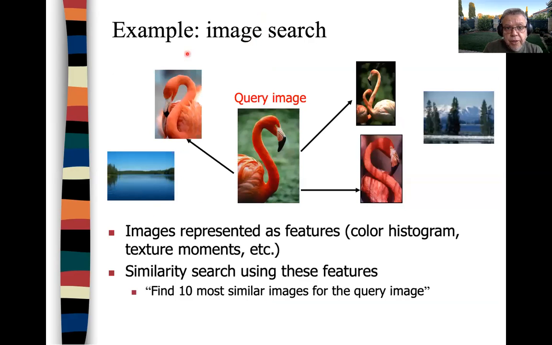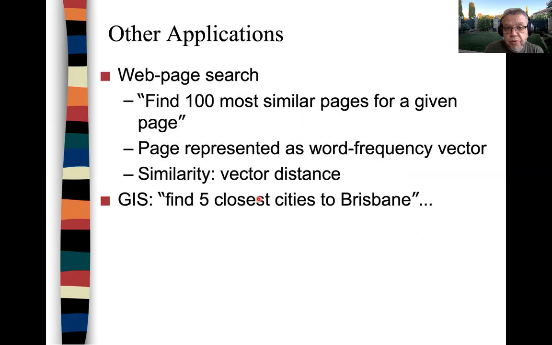So examples. Image search. If I have a query image, and this image is represented by features like the color histogram, the texture moments, maybe some geometric features, okay? So my goal is to find the similarity search using these features. For example, if I use the 10 nearest neighbors, I want to find the 10 most similar images to the query image. This is how I would do it, just like the K nearest neighbor. And these would be my outputs.